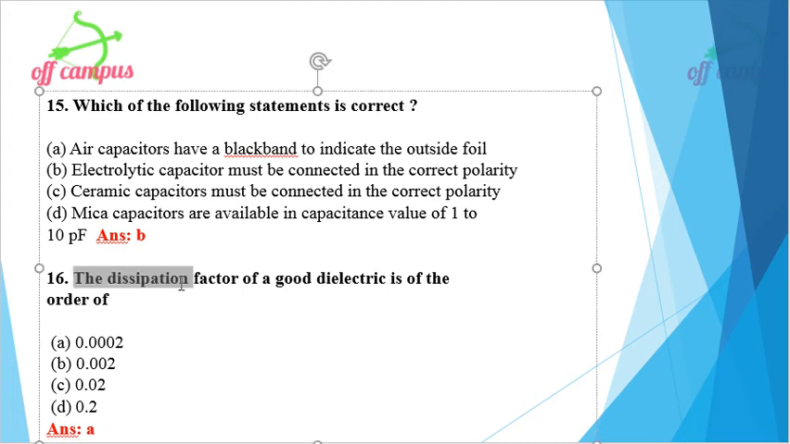Then, the dissipation factor of a good dielectric is of the order of what? What is the dissipation factor for a good dielectric? It is nothing but 0.0002. Option A is the right answer for this problem.